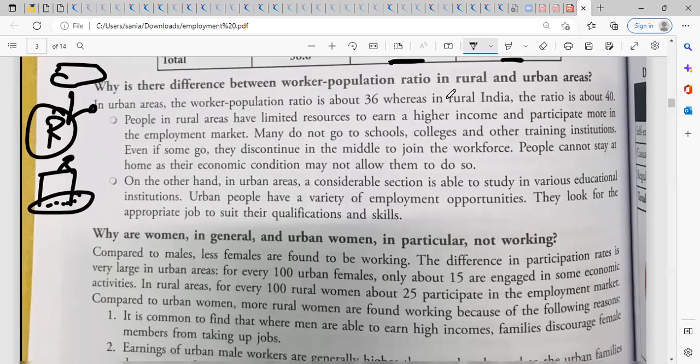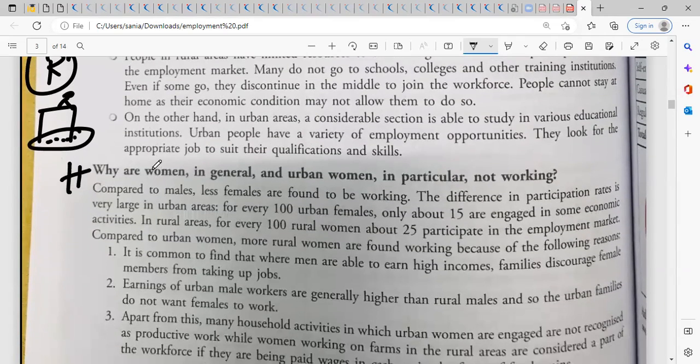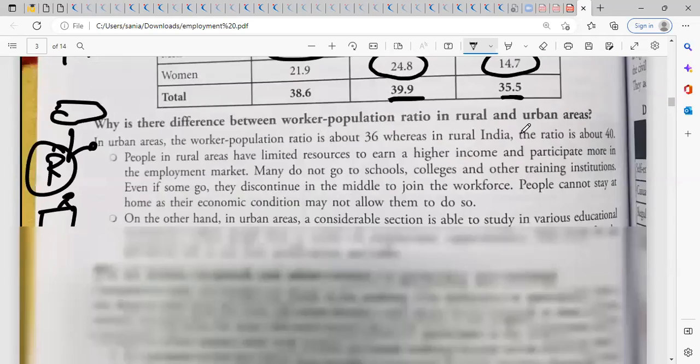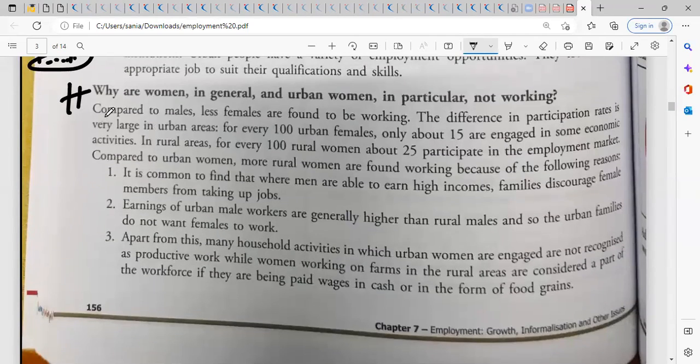Okay. Next is: why are women in general, and in urban areas in particular, not working? You can see in urban area it's only 14%, while it's 28 in rural area, but why not in urban area? Compared to males, fewer females are found to be working. The difference in participation rates is large in urban areas. Out of 100 urban females, only 15 are engaged in some economic activity. In rural areas, out of 100, 25 participate. So you can see in urban only 15 are engaged and in rural 25.